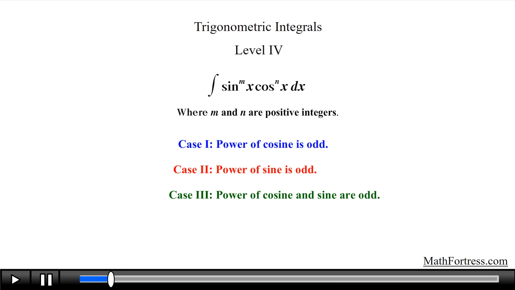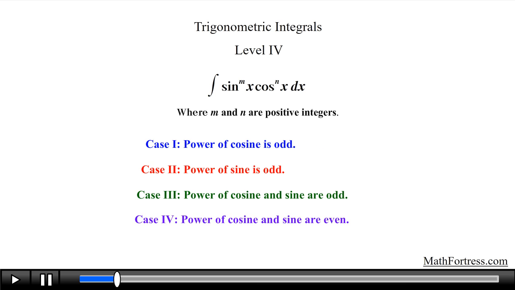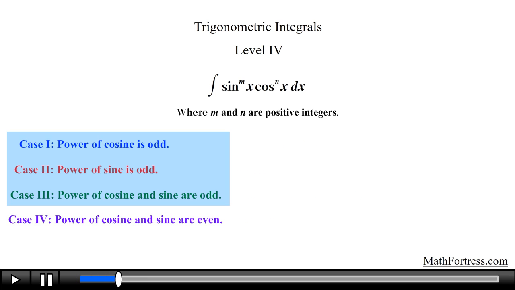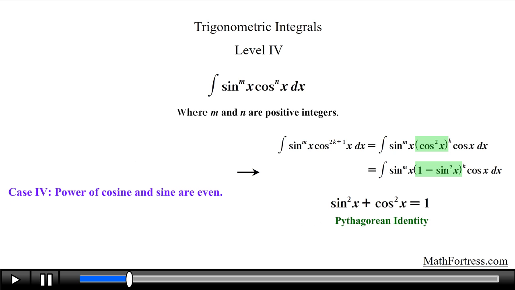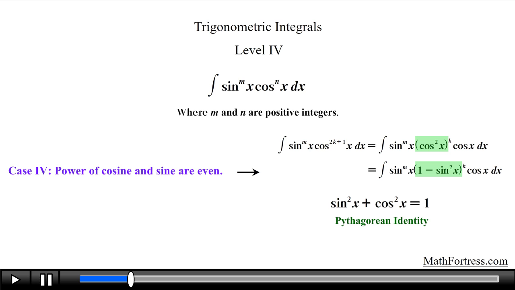In this video, we will go ahead and cover the fourth and last case, specifically the case when both the powers on sine and cosine are even. Recall that in the previous videos, an odd power of sine or cosine enabled us to separate a single factor and convert the remaining even power in terms of another trigonometric function by using the Pythagorean identity. If the integrand contains even powers of both sine and cosine, this strategy inevitably fails.